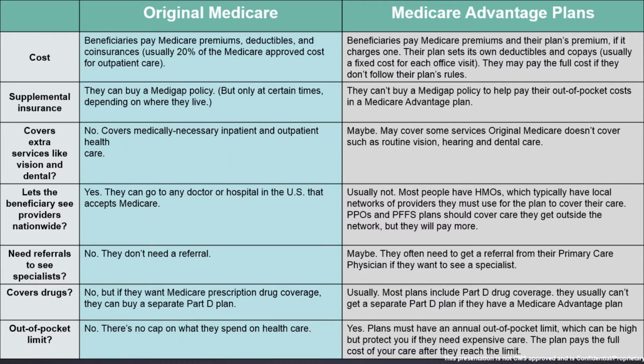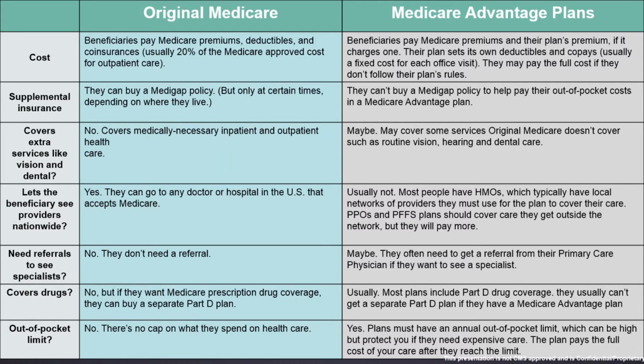And then the Medicare Advantage plans, your Plan C, the beneficiaries do pay the premium of their plan, if it charges one, because not all the plans do charge. And then the plan will set the deductible themselves and the co-insurance. So usually it is a fixed cost for each office visit. So the deductible and copays will vary on the plans that you get them set up with.